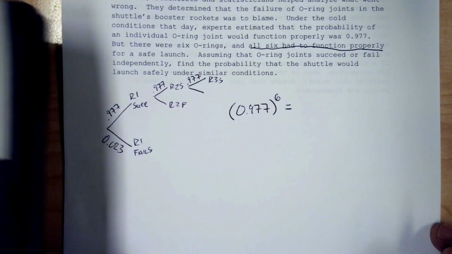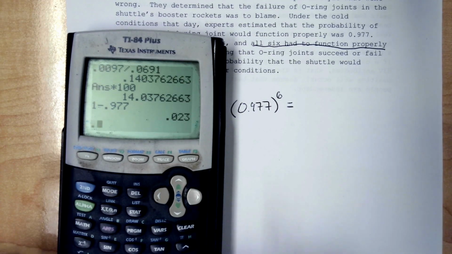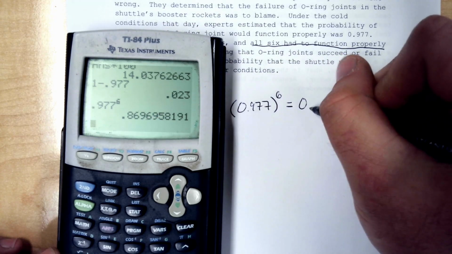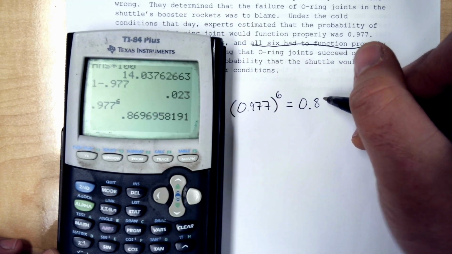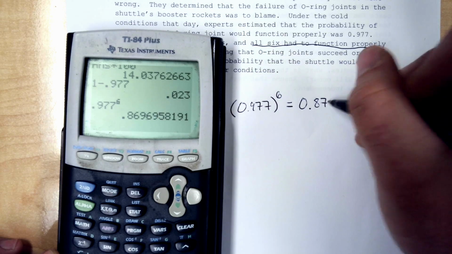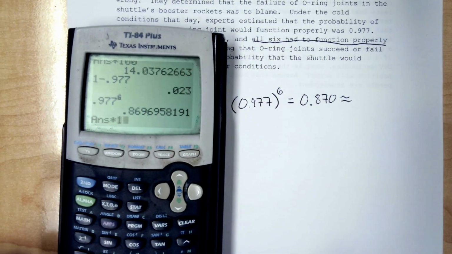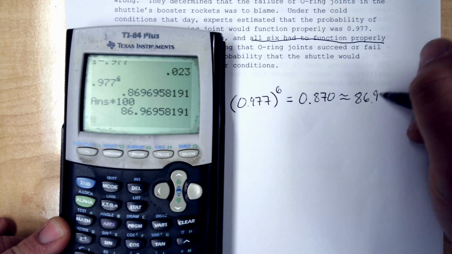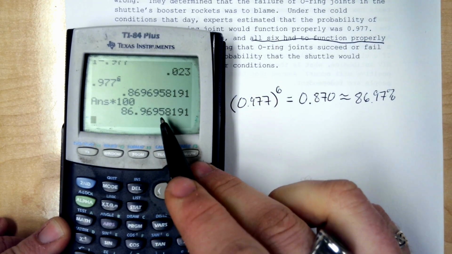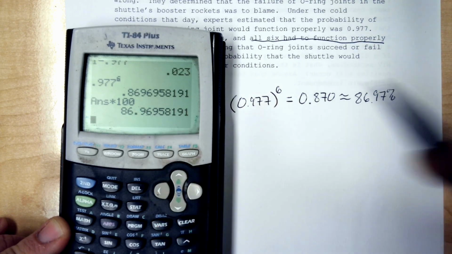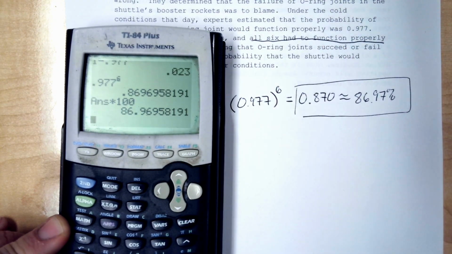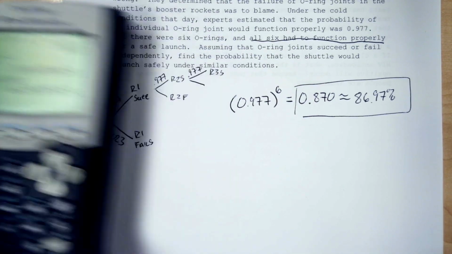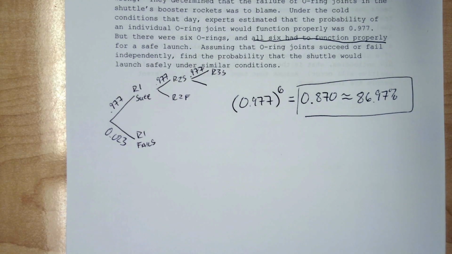So for our probability of success, we can take a shortcut here by taking our 0.977 to the power of 6, and we get 0.8696, which rounds to about 0.87, or there was actually on that day an 86.97% chance, because again this 5 bumps that 9 up to a 10, which bumps that 6 up to a 7. There was an 86.97% chance that it should have worked, but unfortunately we know it didn't.